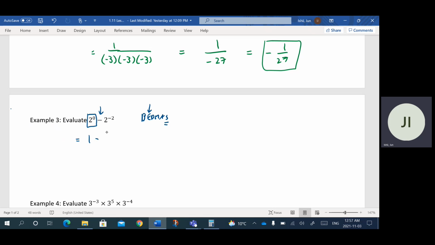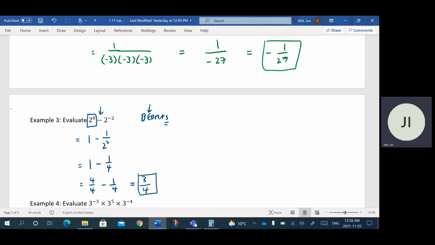Now 2 to the negative 2, I'm going to switch this to 1 over 2 to the positive 2. All right, so change the negative exponent to 1 over the positive. This is equal to 1 minus 1 over 4. Now we're dealing with fractions, so I need to get a common denominator. So the 1 I'm going to switch to 4 over 4. 4 over 4 minus 1 over 4, and when you're subtracting fractions, you leave the denominator the same. So the answer is going to be over 4, and I'm going to take 4 minus 1, which is 3. Okay, so that's the answer there.